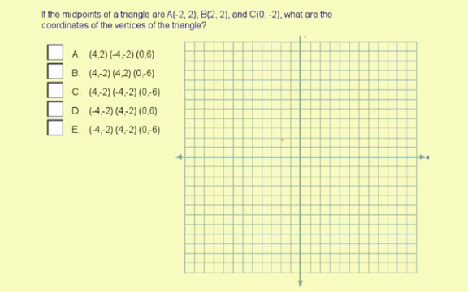So A is (-2, 2), that's right there. Put a point A. B is (2, 2), so put a point B. C is (0, -2), put a point C. Now let me go ahead and connect.